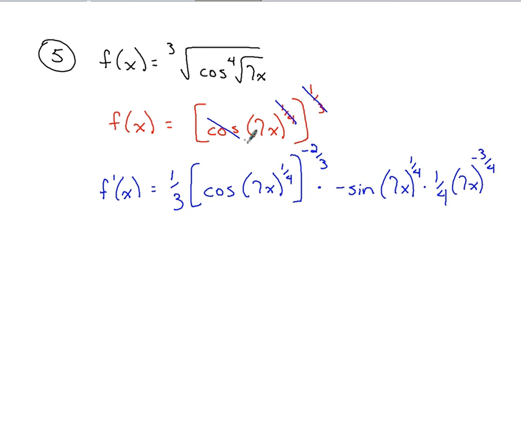I come back up here one last time and look to see if there's anything left to play with. There's still a 7x. So this 7x, if I take the derivative of that, I get 7 and tack that on. There's nothing left to play with up here because I've checked everything off. I must be done. There's my first derivative in an unsimplified form.